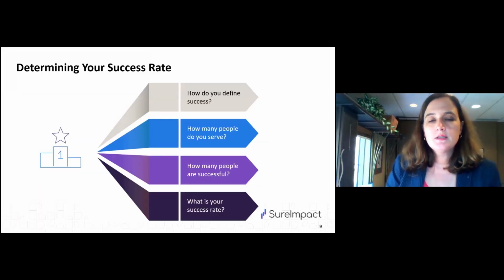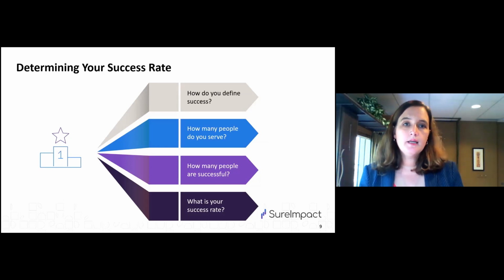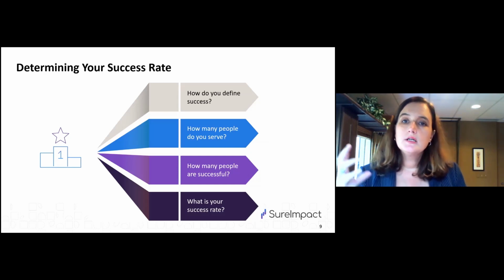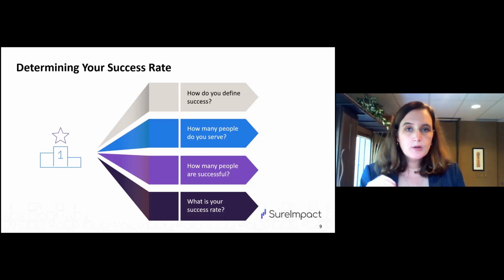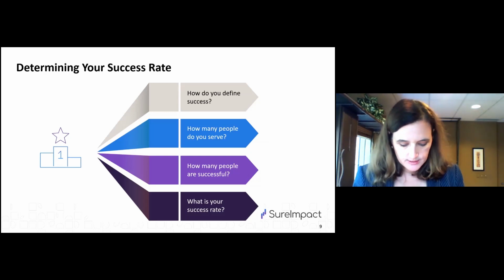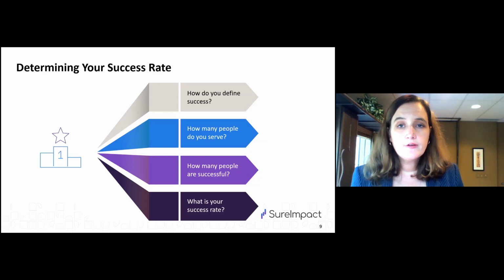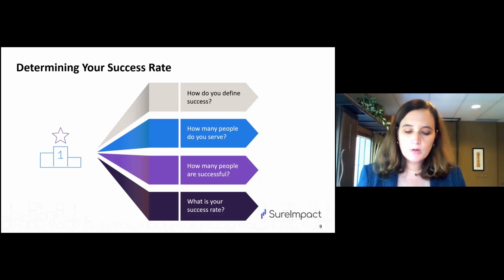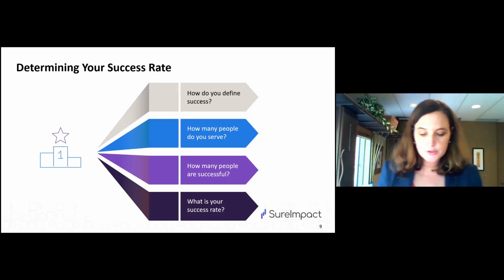All right, so now let's get our thinking caps on. And here is how we're going to determine our success rate. That's going to be critical to our calculation. So I want you to ask yourself, how do we define success? All right, so I'll give you some examples. In the Center of Hope's case study, they defined success in some very specific ways. So they had 4 different types of programs, and each different program had a different success measure, outcome measure.